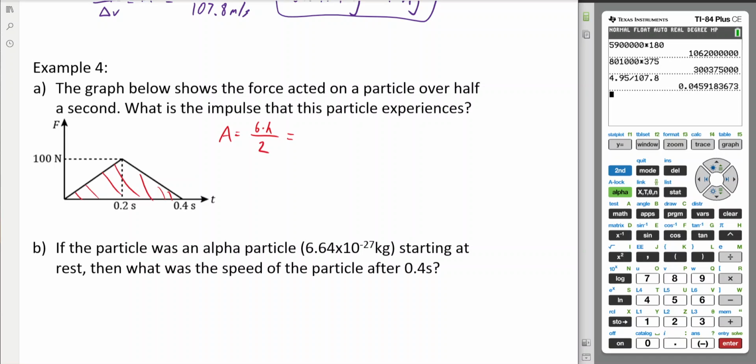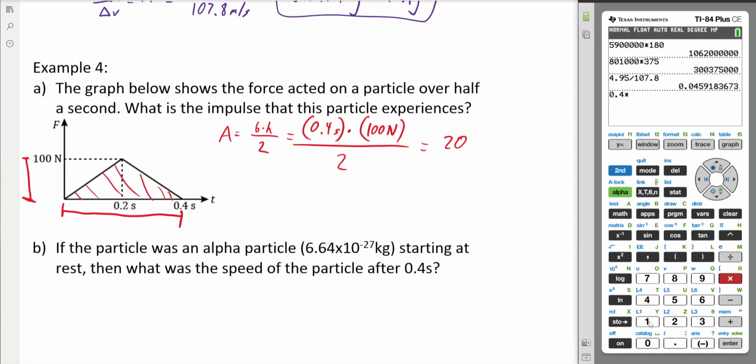So the base is going from here to here. So the base is 0.4 seconds. And the height is going from here to here, which is 100 newtons. So base times height divided by 2 is what we're going to use here because it's a triangle. If it was a rectangle, you just use length times width. Whatever shape it is, if it's area, just find the area. Okay, so this is going to be 50 times 0.4, 40, so 20 should be our answer, I believe.